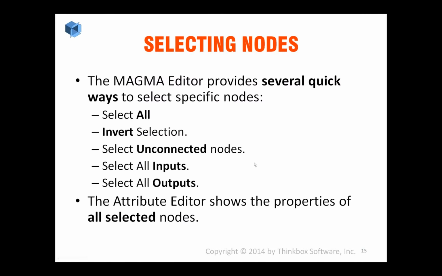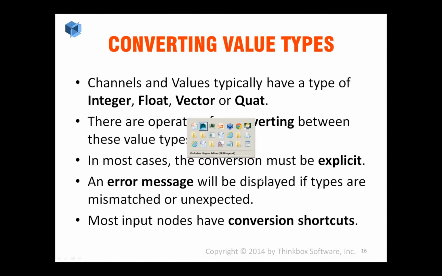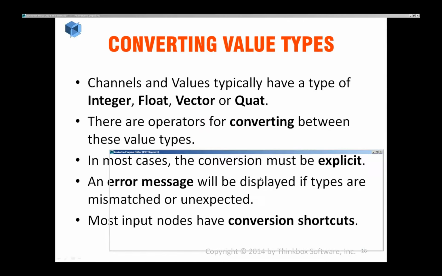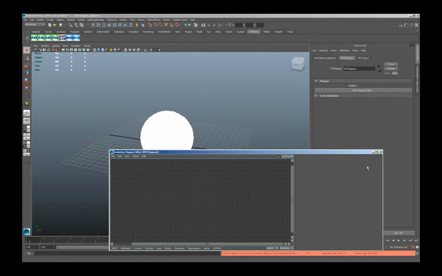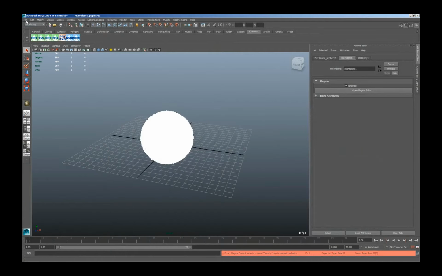We got all the selection options, and we have to talk about converting value types, because as you saw before, when I connected a normal to a density output, the density expected a float, and the normal wasn't a float, and it gave me an error, and I can still see it there, even though it's probably not so important. So I'm going to delete everything. Actually, I'll close this and start a new scene.